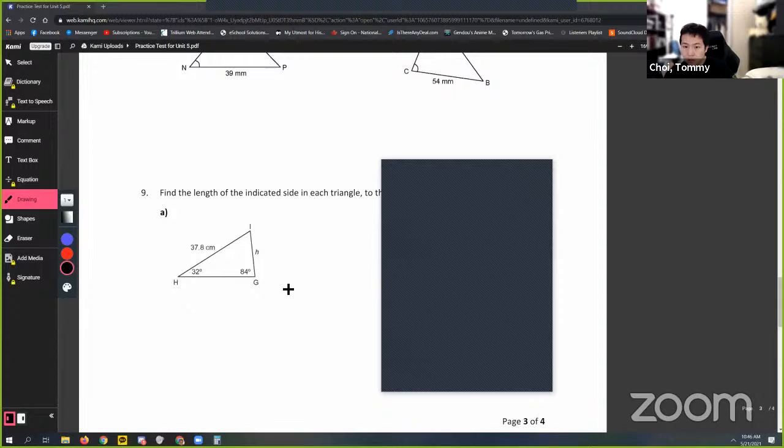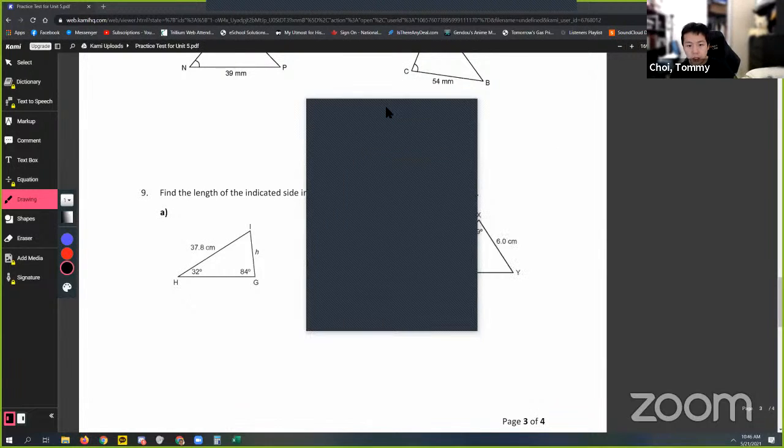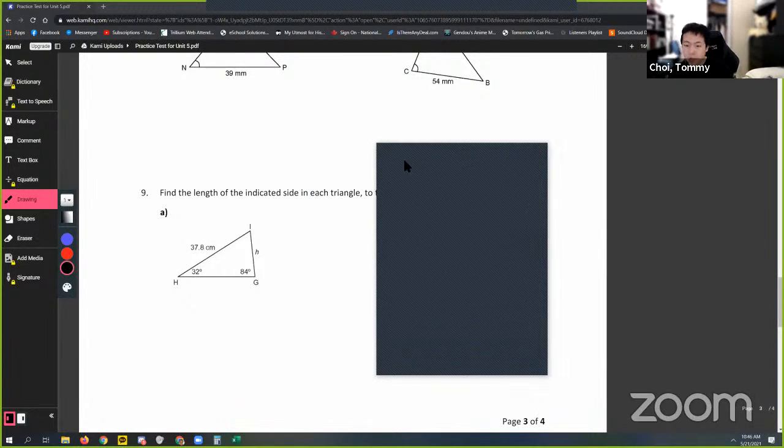Another 5 seconds. All right. And with that, we have most people saying sine law this time, which is correct. We have an angle side pair, which means we get to find side length h using sine law.